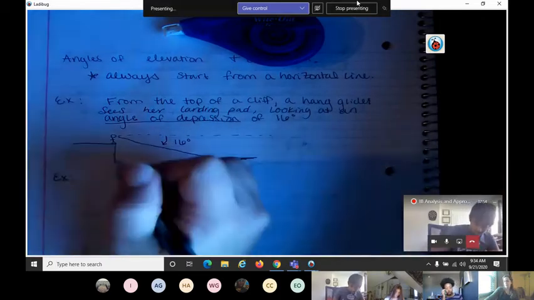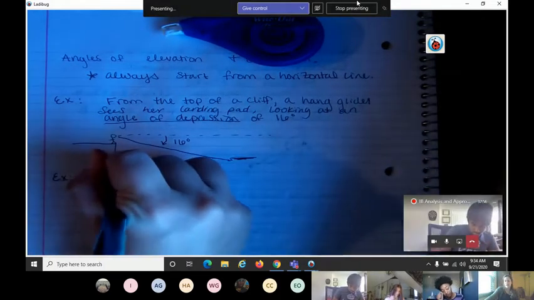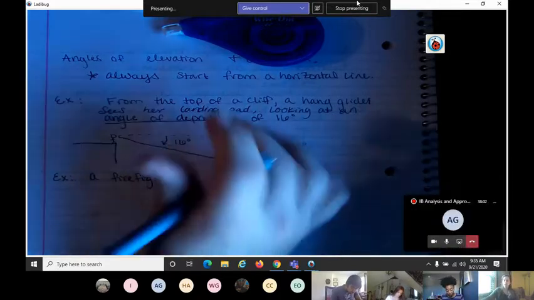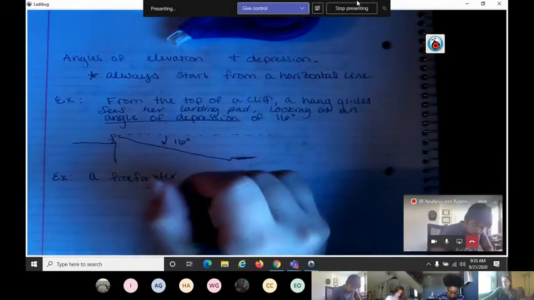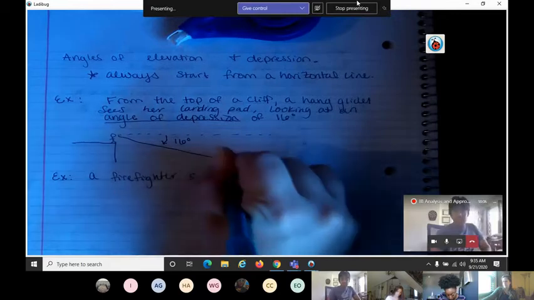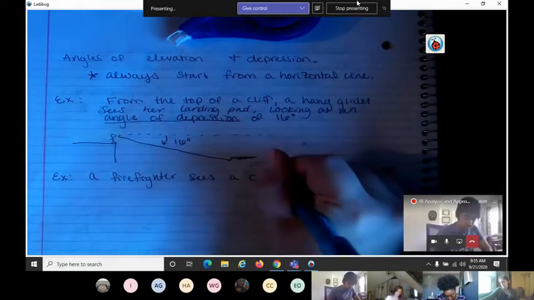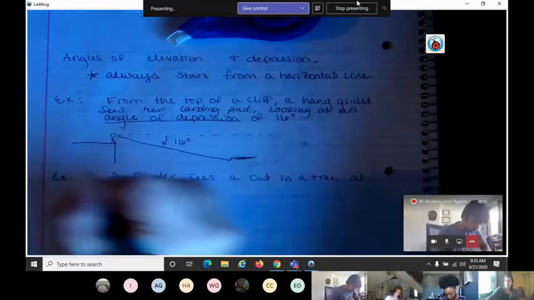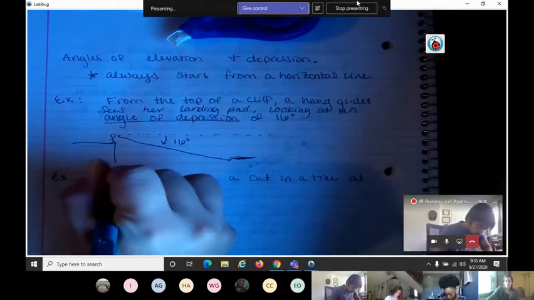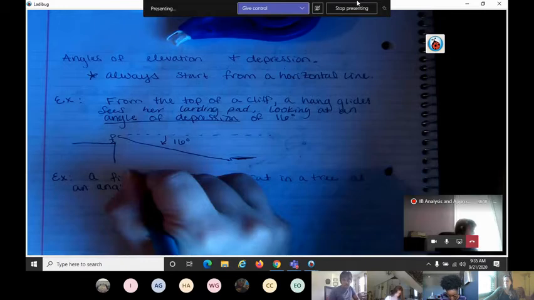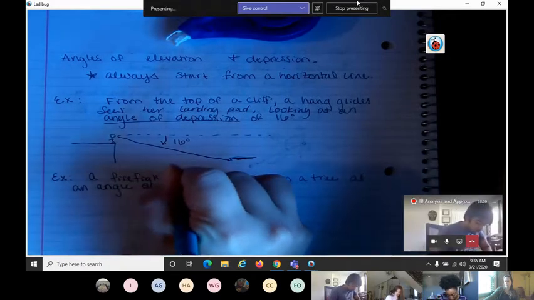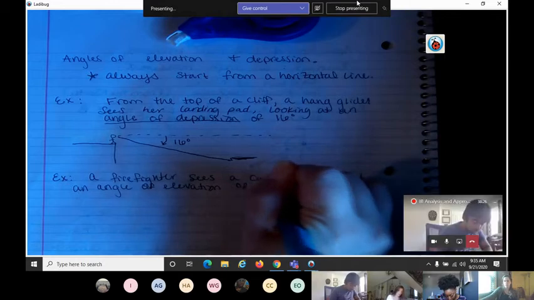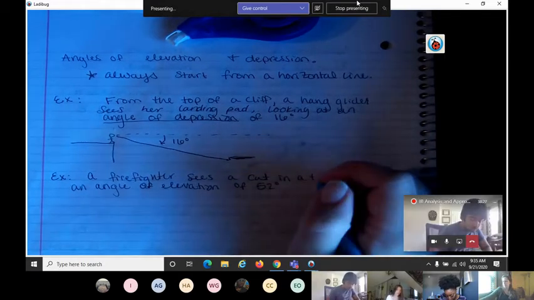So this next one, a firefighter sees a cat in a tree at an angle of elevation of 52 degrees from where she's standing.